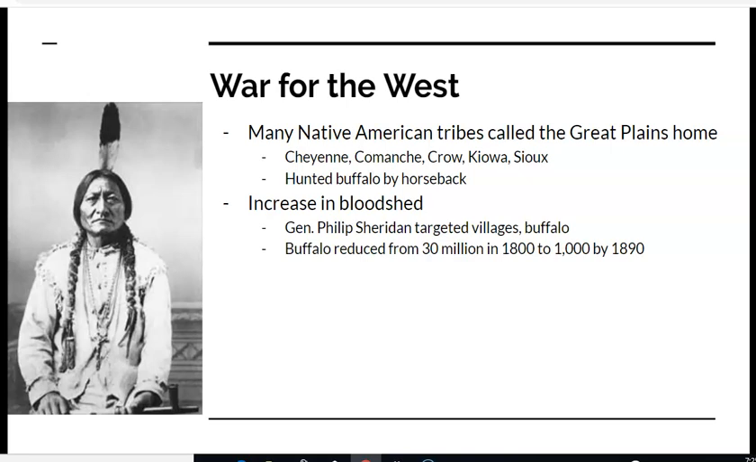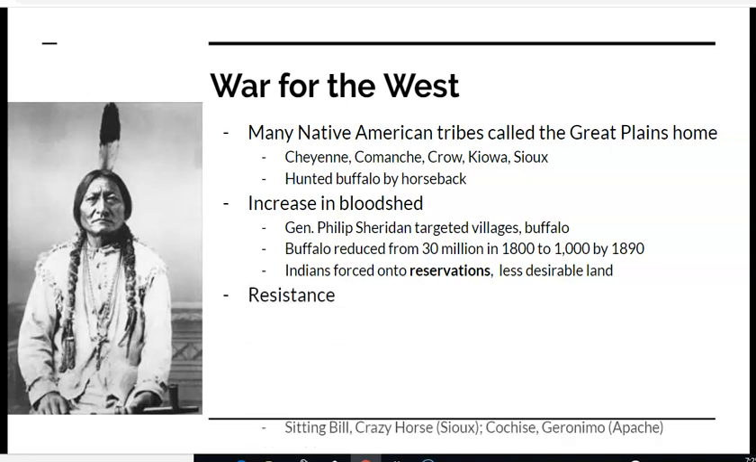In fact, the buffalo is going to be devastated. Buffalo are going to be reduced from about 30 million in 1800 to less than 1,000 by 1890. They almost went extinct. And the Indians were forced onto reservations, which was land that was much less desirable. It was difficult to hunt, it was difficult to farm. And plus, for a lot of these Native American tribes, they were used to living where they wanted to live, and now they're being forced to live on these reservations.